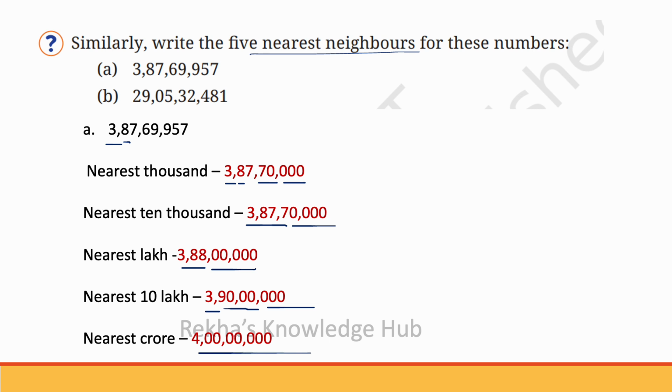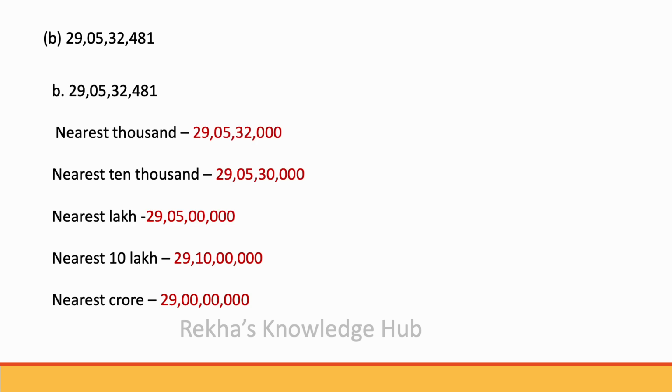Next number. Similarly we can do nearest 1000. You look at the thousands place digit. Here it is 2. Then look at the digit to its right. Here it is 4. 4 is less than 5. So the digit at the thousands place remains the same. So up to the thousands place you write 29, 05, 3, 2. Then the remaining digits zeros.